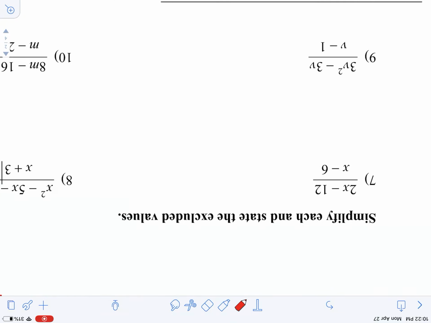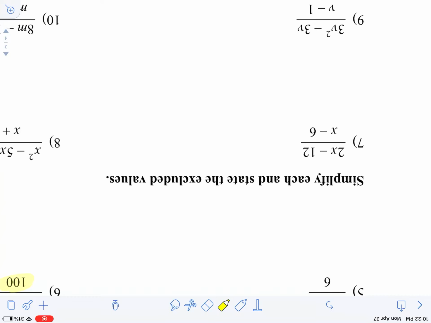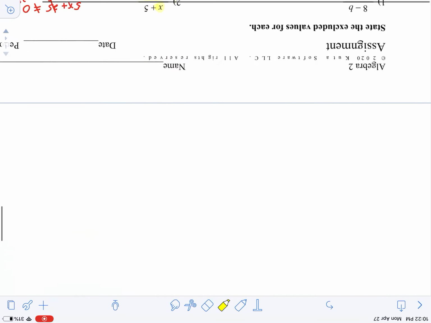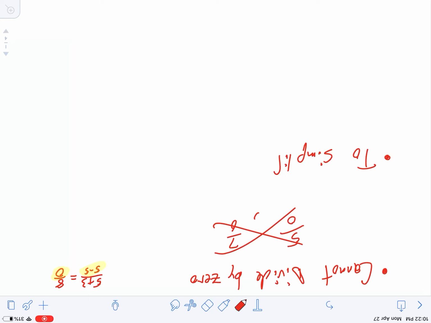All right, now numbers 7 through 12 have an additional instruction. Simplify each. Okay, I'm going to come back up here and write some notes. To simplify, factor, and cancel. Factoring is what we just got done doing, like the trinomial factoring, where you break it down like this, sort of like the FOIL problem backwards.